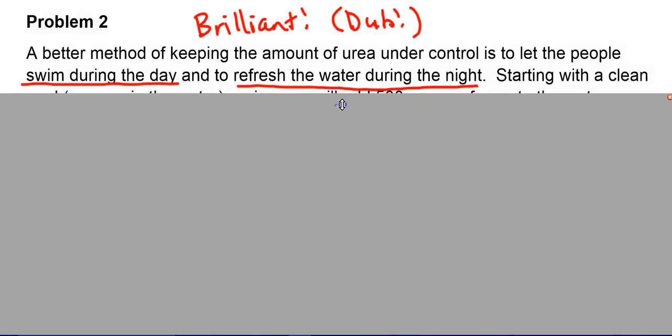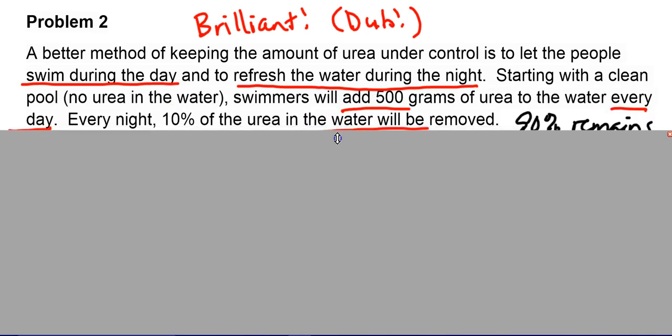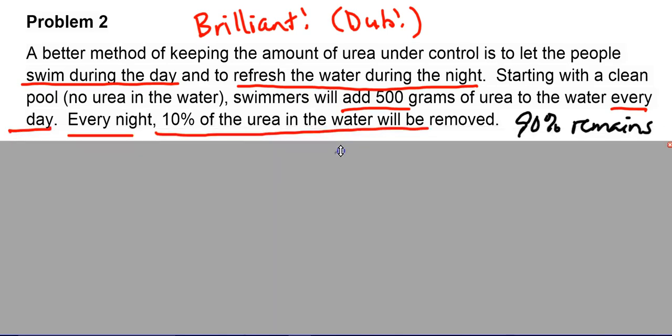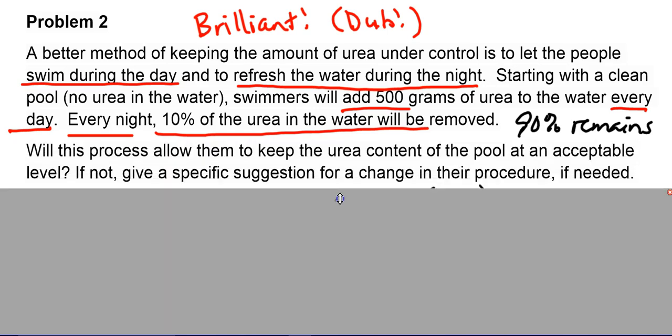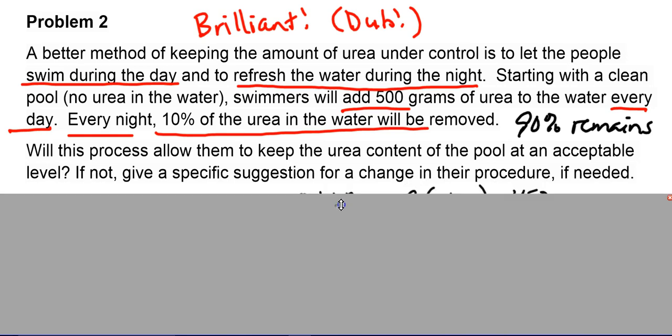A better method of keeping the amount of urea under control is to let the people swim during the day and refresh the water during the night. Brilliant! Starting with a clean pool, no urea in the water, swimmers will add 500 grams of urea to the water every day. Each night, 10% of the urea in the water will be removed. So remember, since we're removing 10%, then 90% remains. Will this process allow them to keep the urea content of the pool at an acceptable level? If not, give a specific suggestion for a change in their procedure if needed.